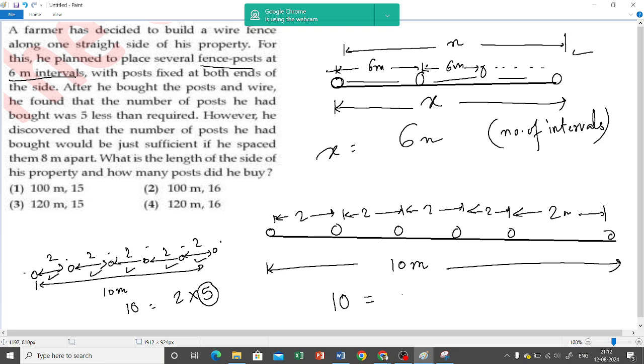So you see, this 10 meter can be written as what? 2, that is the distance between two posts. This is the interval value, interval distance. Okay, this is the interval distance into how many intervals? 1 2 3 4 5 intervals, right? Did you understand this part? Yes, sir. That the length of the fence, 10, can be written as value of each interval into number of intervals.